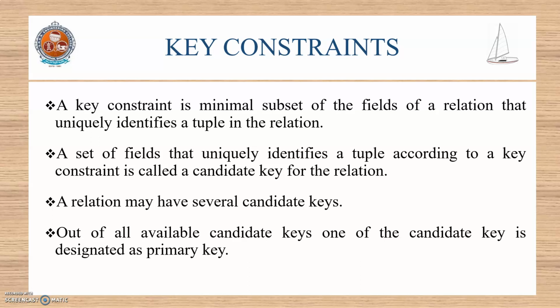A relation may have several candidate keys. For example, the login and age fields of the students relation taken together may also identify students uniquely. That is, login, age is also a key. By stating that login, age is a key, the user is declaring that two students may have the same login or age but not both. Out of all available candidate keys, one of the candidate keys is designated as primary key.